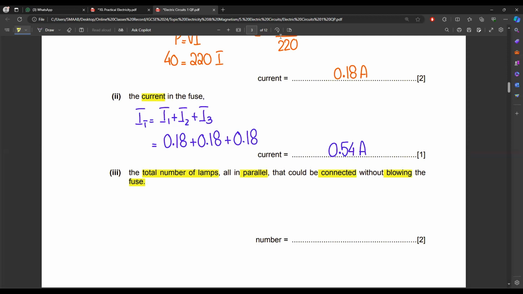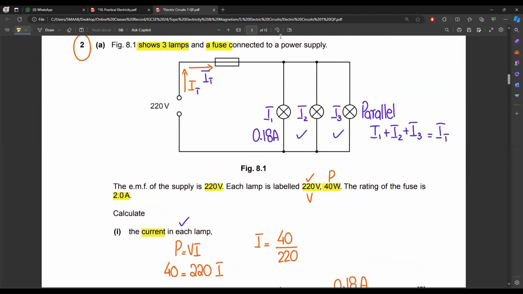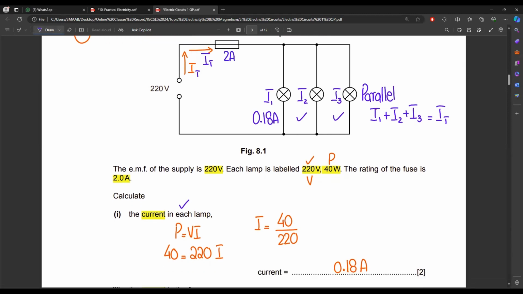So basically they are asking you to find out the total number of lamps, that is, how many lamps we can connect in parallel in the same circuit without blowing up the fuse, because you know the value of fuse is 2 ampere, the rating of the lamp is 2 ampere, and we are getting 0.18 ampere from each lamp. So how many lamps we can connect? 11.11. 11.11. Okay.